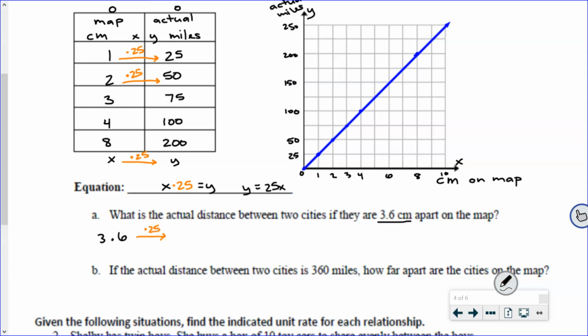So this is the work that I would expect to be shown. 3.6 times 25, and then after I wrote it down on my paper, then I would plug it in. But I want to make sure I'm showing my work here. 3.6 times 25. Thank you for these hands. Thank you for the quick fingers on the calculators. Ryan, what'd you get?